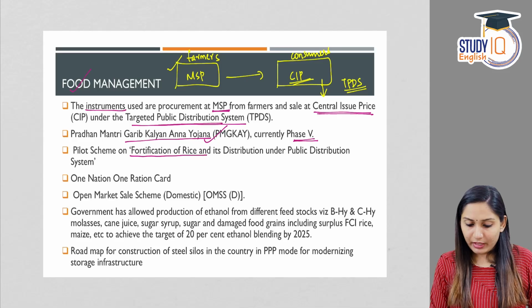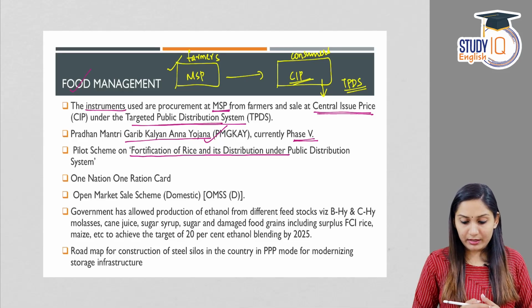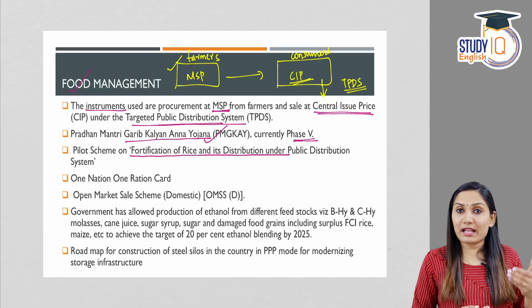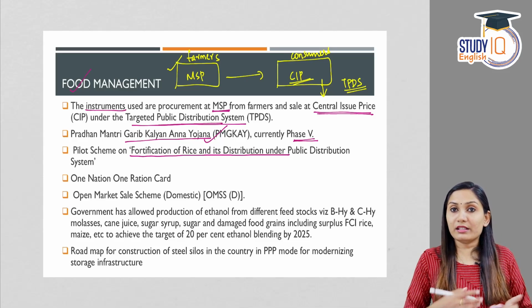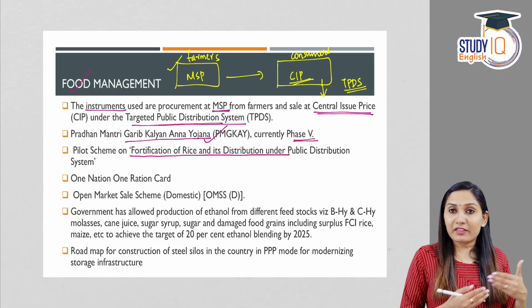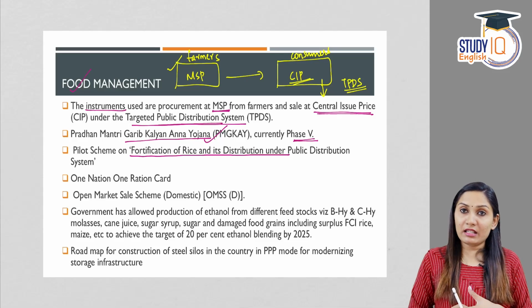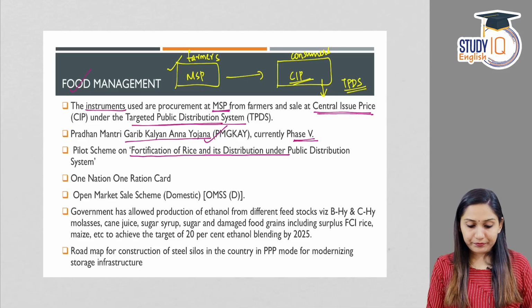Pilot scheme on fortification of rice and its distribution under the public distribution system is currently going on. It's a pilot scheme, which means it has not been extended all throughout the country. Experiments are going on with regard to fortification of rice and distributing the fortified rice under the public distribution system.